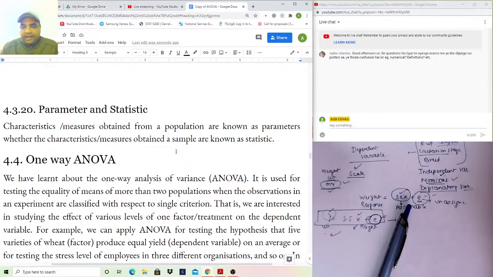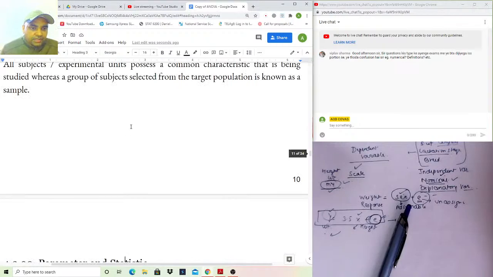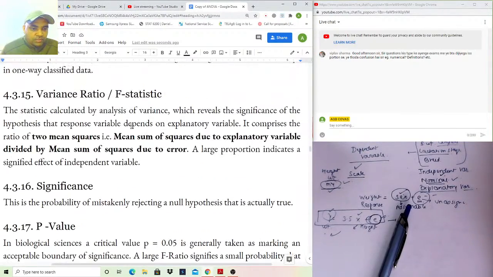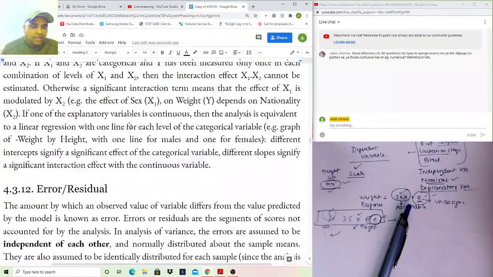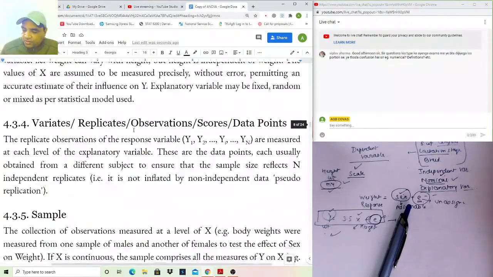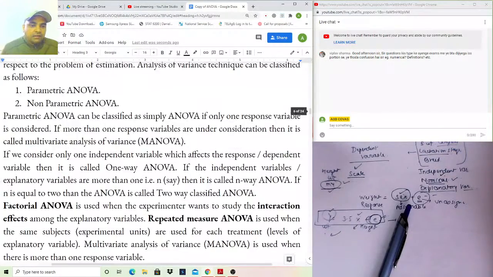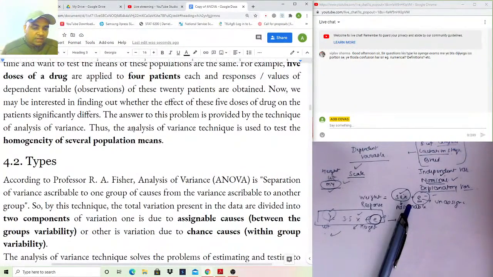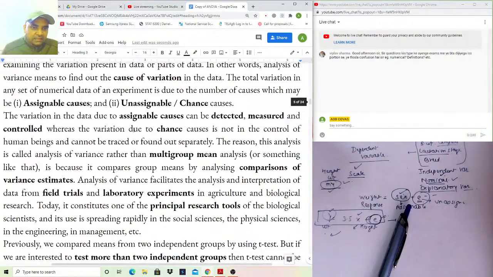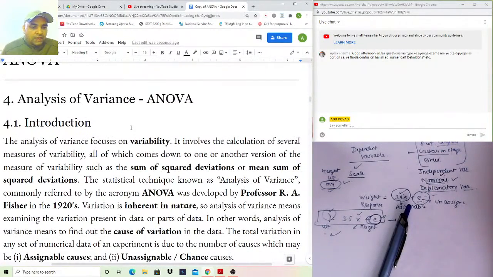So we will be winding up this lecture here itself. Now we have studied various terms that we are going to use in the analysis of variance technique. Then we have studied about response and predictor variables. Then we have studied the types of ANOVA in this lecture, and we have gone through the introduction of ANOVA. So tomorrow in the practical, we will be taking up the one way and the two way ANOVA.